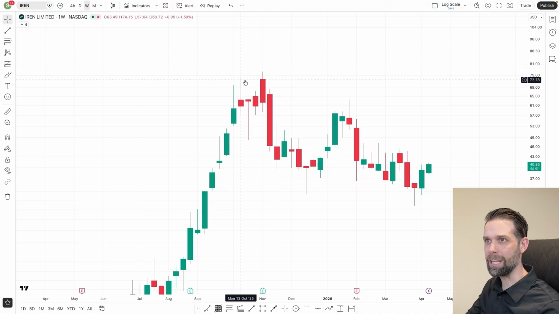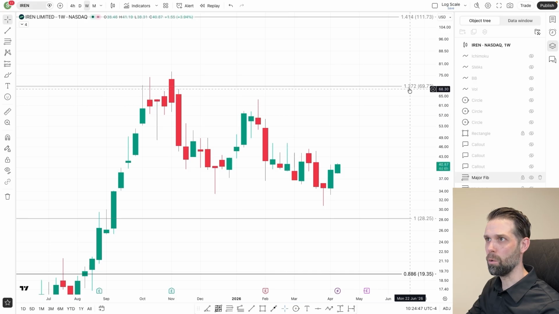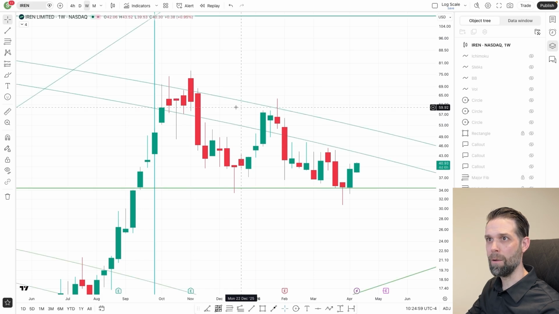So what is actually happening in this area? Well, if we put on some technical tools, we have a fib level, the 1.272 at 69.72. That's a fib extension where price is underneath that, an area where traders are going to potentially sell in this zone. And we also have a Gann square marking market symmetry in and around this zone.